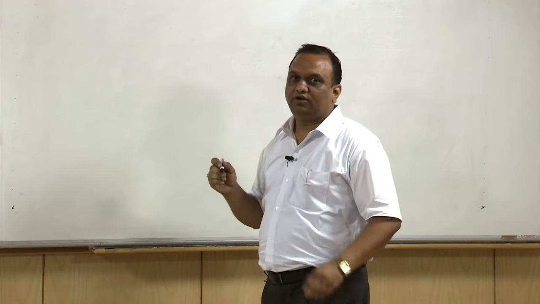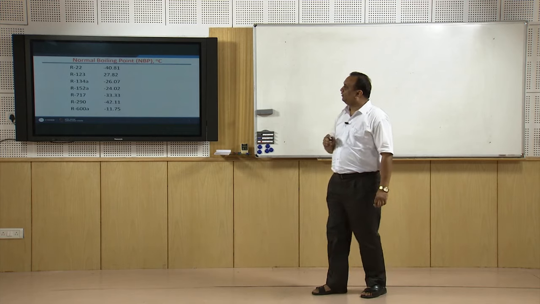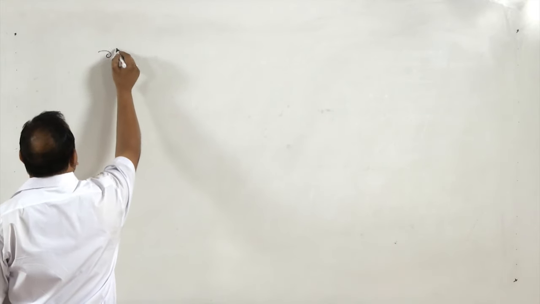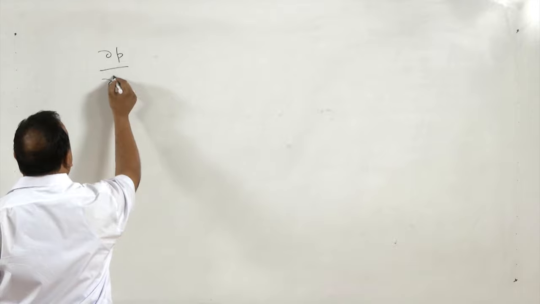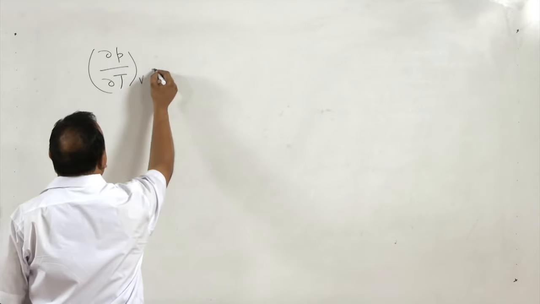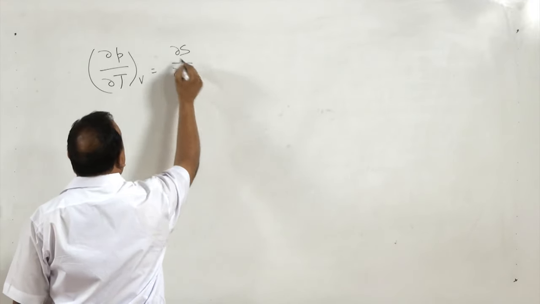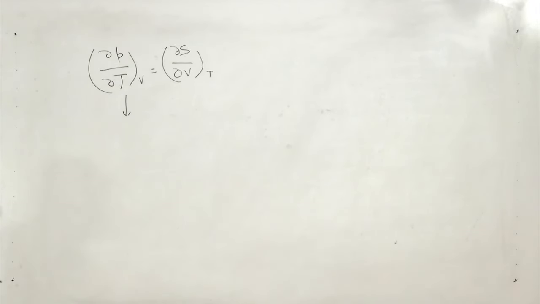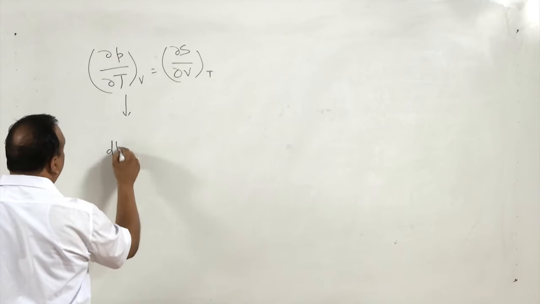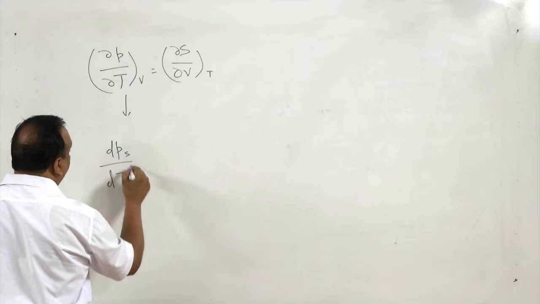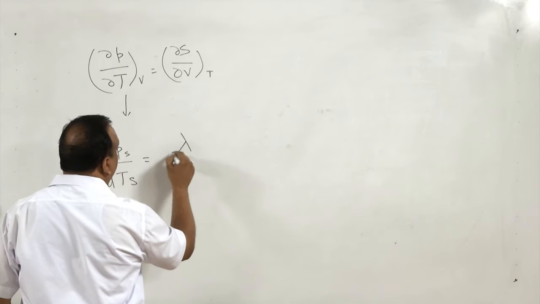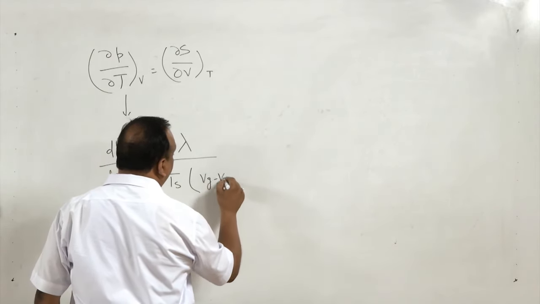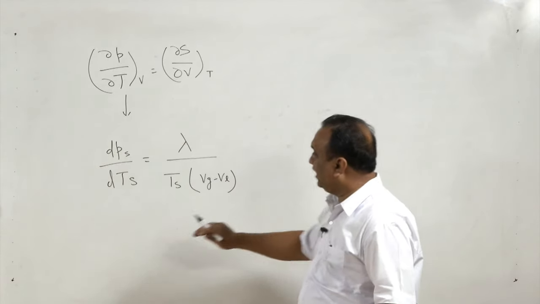Regarding this, we will do one small derivation to find the bearing of normal boiling point on the performance of a refrigeration system. There is a Maxwell relation: del P by del T at constant volume is equal to del S by del V at constant temperature. From this Maxwell relation, the Clapeyron relation is derived, that is, dP/dT at saturation state is equal to latent heat divided by saturation temperature times the specific volume of vapor minus the specific volume of liquid.